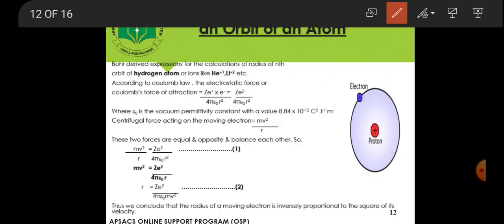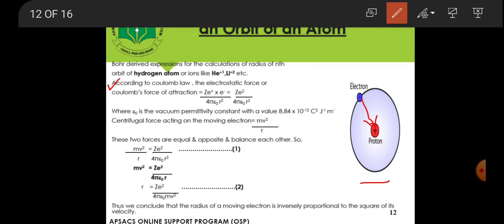Yes, friends, so let's discuss this diagram again. The electron experiences a force in the inward direction towards the nucleus, and this force is known as the Coulomb's force of attraction or electrostatic force of attraction between opposite charges, that is, the negatively charged electron and the positively charged proton.